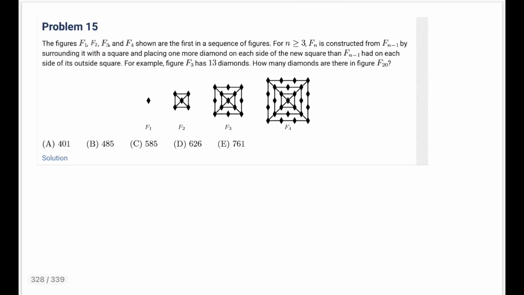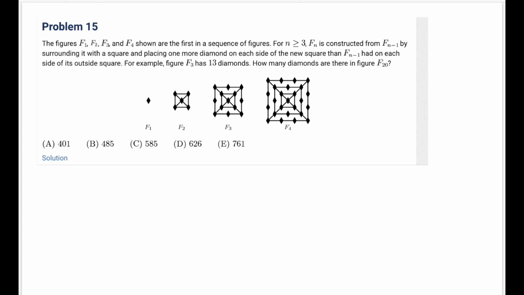Moving on to the next problem. Problem 15, the figures F1, F2, F3, and F4 shown are the first in a sequence of figures. For n greater than or equal to 3, Fn is constructed from Fn minus 1 by surrounding it with a square and placing one more diamond on each side of the new square than Fn minus 1 had on each side of its outside square. For example, figure F3 has 13 diamonds. How many diamonds are there in figure F20?